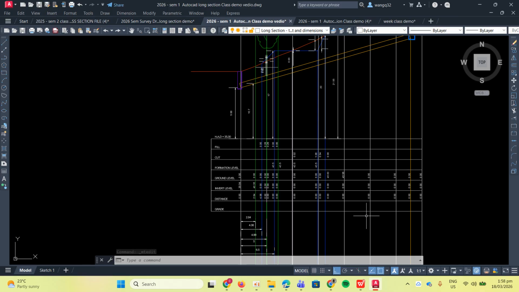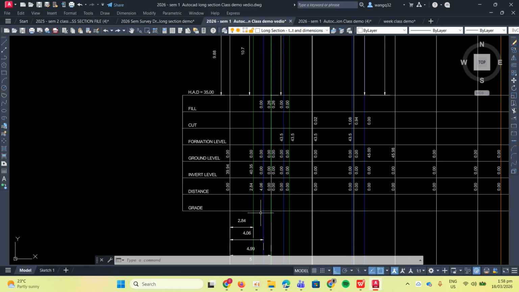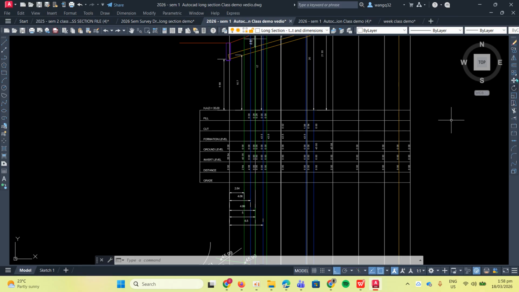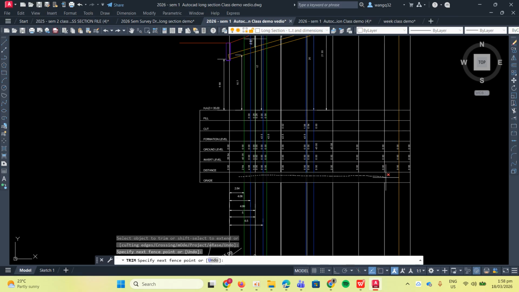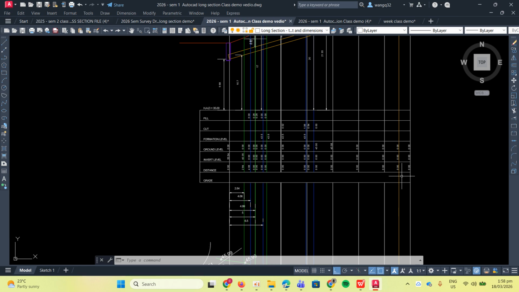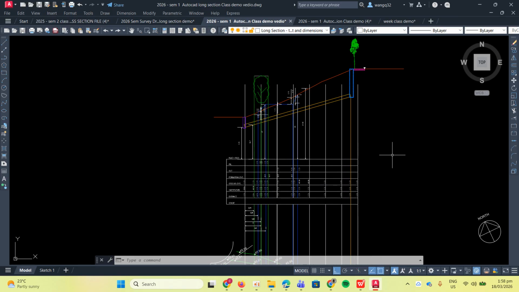Now you've got the top part of your table ready. And for the grade, what you need to do is trim all those lines off because your pipe grade starts from your outlet to your manhole. So you need to put your grade here. And then your grade should be in two forms, one in percentage, one in ratio. That's all for the table here.